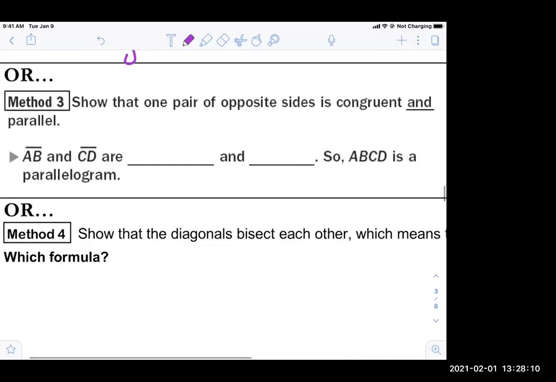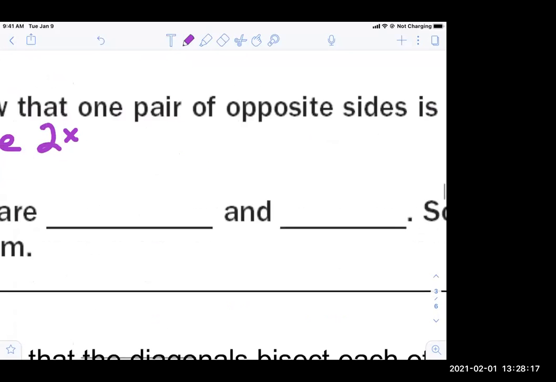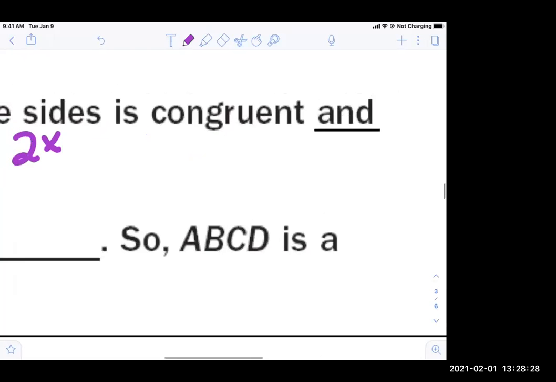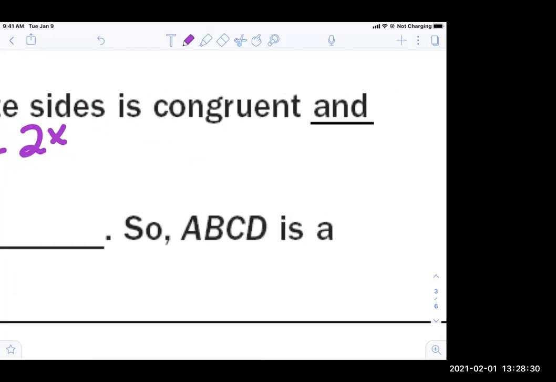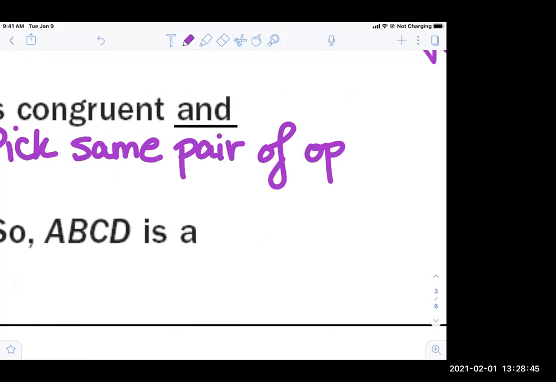How would you decide which sides to do it on? Opposite sides. Slopes 2 times and distance 2 times, and make sure it's a pair of opposite sides in the same pair. You want to make sure you pick one pair. I'll say pick the same pair of opposite sides.